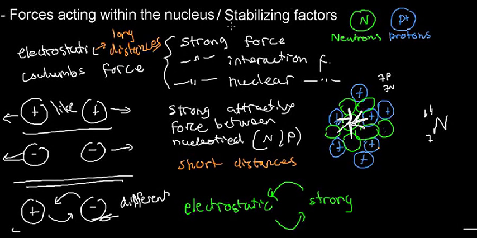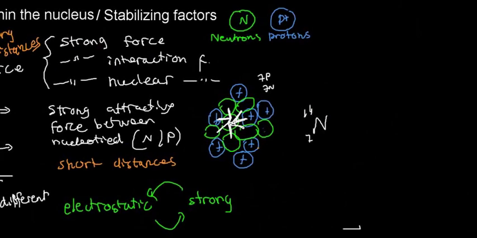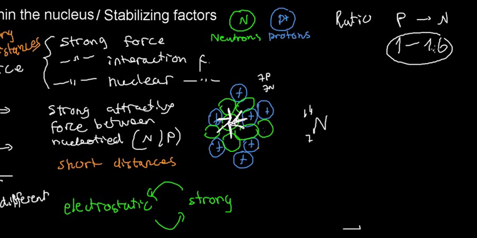Let's consider other stabilizing factors. And the number one stabilizing factor is basically the ratio between protons and neutrons. The ideal ratio between protons and neutrons is 1 proton to 1.6 neutrons. And that means that whenever I have an isotope that is close to this ratio here, it is going to be very stable. We can expect it to be very, very stable.